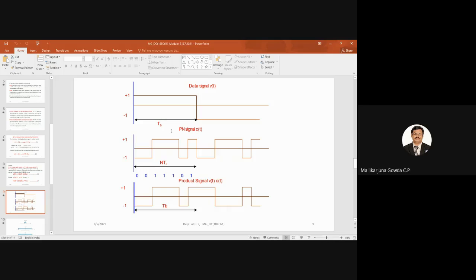So TB is equal to N into TC, I can say. This 1 bit is multiplied with these 7 bits of the pseudonoise signal. Hope you're understanding what I'm saying. Yes, my dear students, are you able to understand what I'm saying?